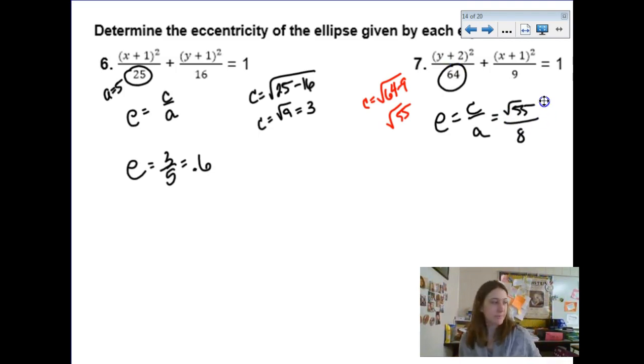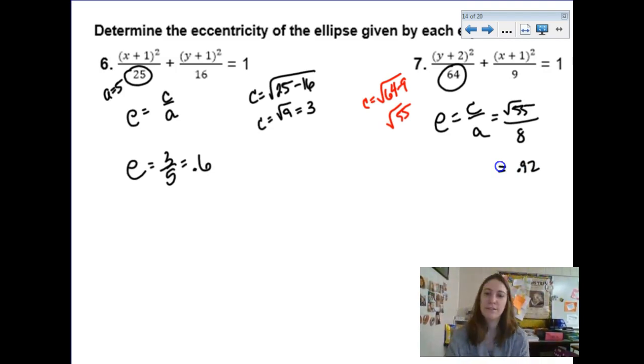Now, if I wanted to, you know what, I'll just calculate the decimal. Why not? Square root of 55, that should be 7 point something. And then divide by 8. The decimal that this ratio comes out to is 0.92. So this is a very circular ellipse, in fact. If it was me graphing it, it probably looks close to a circle, because I can't graph.